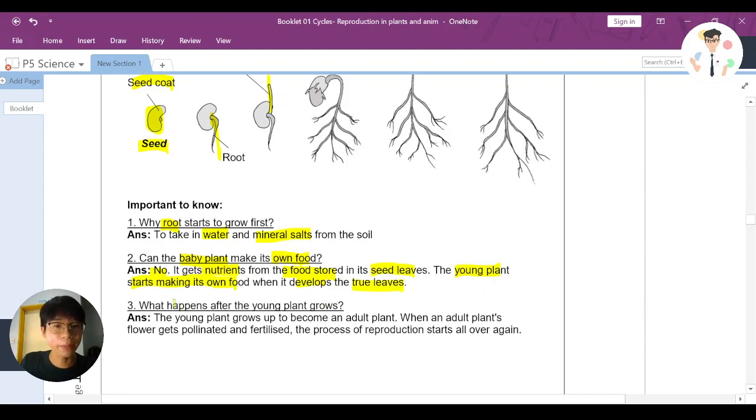The next thing: what happens after the young plant grows? The young plant later on will grow and become an adult plant. And when the adult plant's flower gets pollinated and fertilized, the process of reproduction starts all over again. So as you can see, it's step 1, pollination, step 2, fertilization, step 3, dispersal, step 4, germination. Although I say step 1, 2, 3, 4, it's actually a cycle. That's why our booklet here means cycles. Everything is repeated and repeated.